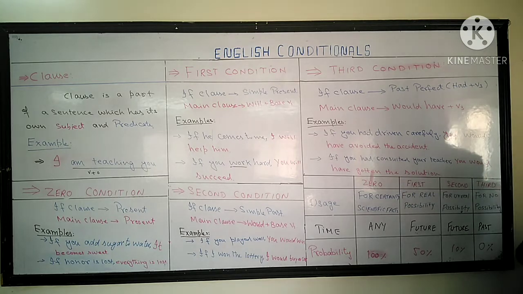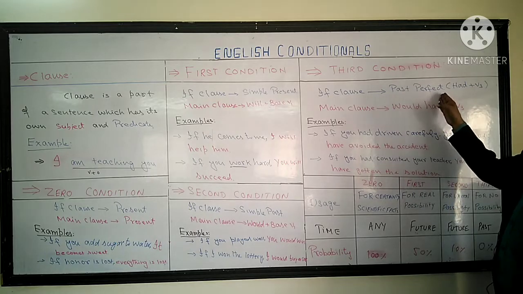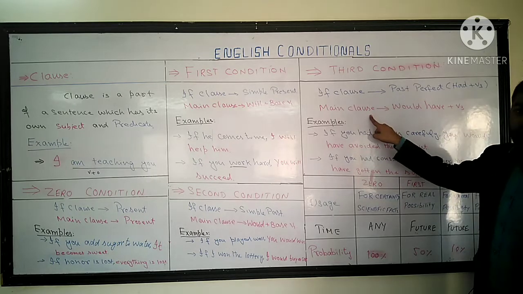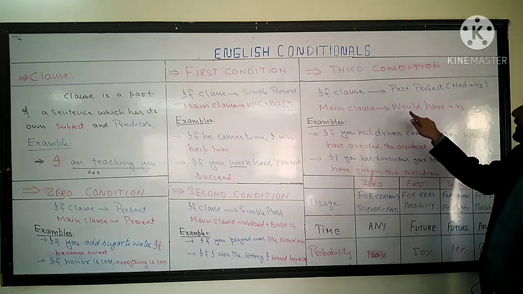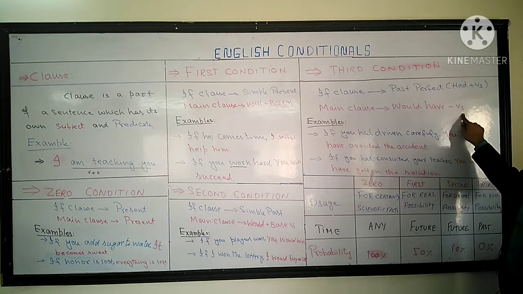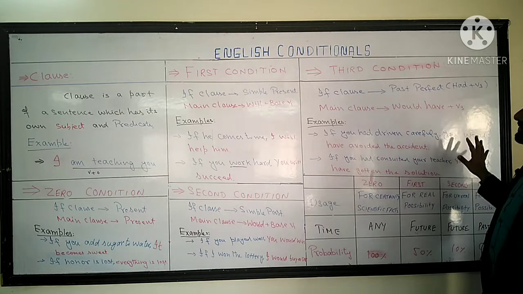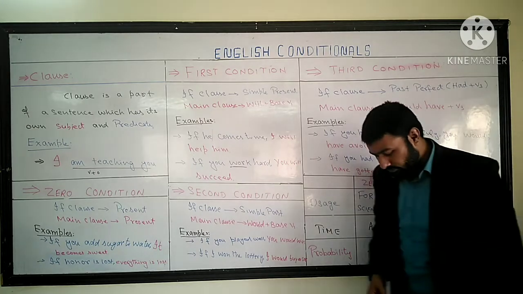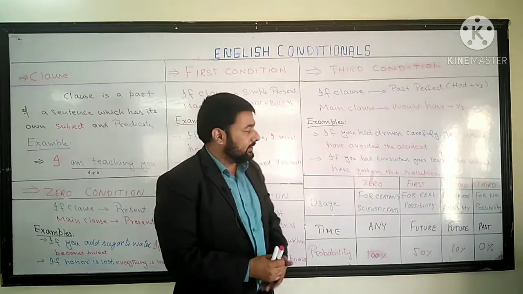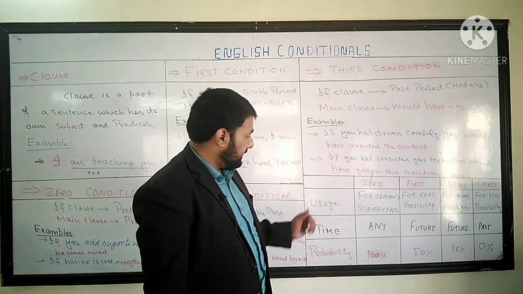So we can again say that the third condition has the if clause in past perfect tense and the main clause or resultant clause will be having would have plus the third form of the verb. So I am going to substantiate my lecture with the help of a chart on the usage of conditionals. We have some columns and rows. Let's take a look at it.